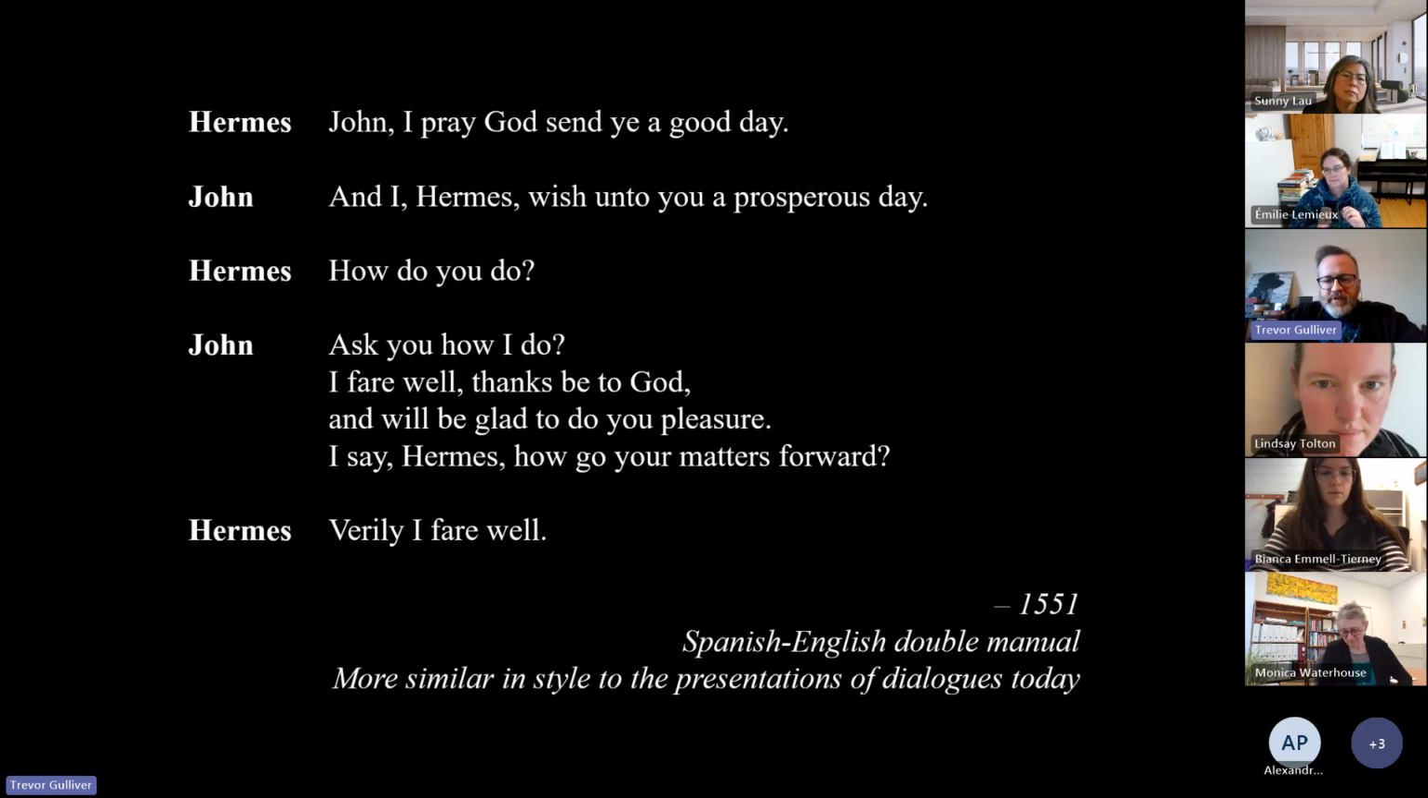So here's one from a 1551 English-Spanish double manual. So it would have Spanish on one side, English on the other.